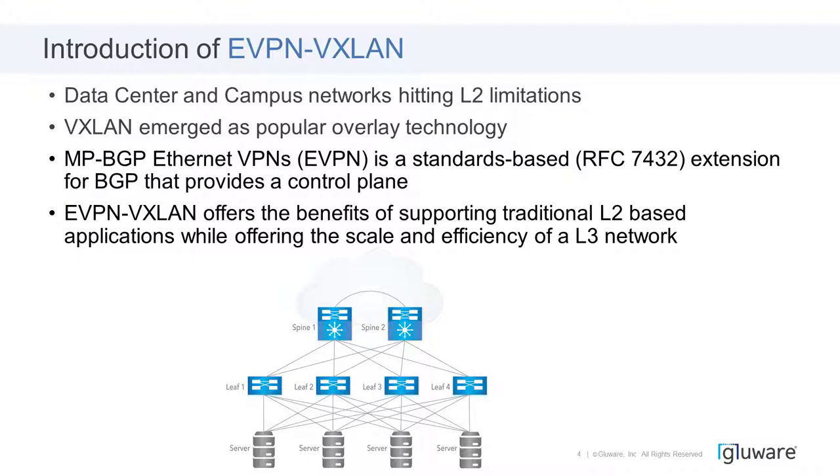EVPN has come about, which leverages BGP, or more specifically multi-protocol BGP, for Ethernet VPNs, which adds the ability to use BGP as the control plane to carry layer 2 address information. And BGP has proven to be scalable and reliable, and with multi-protocol extensions, it's already serving its purpose for many other solutions in the networking industry.